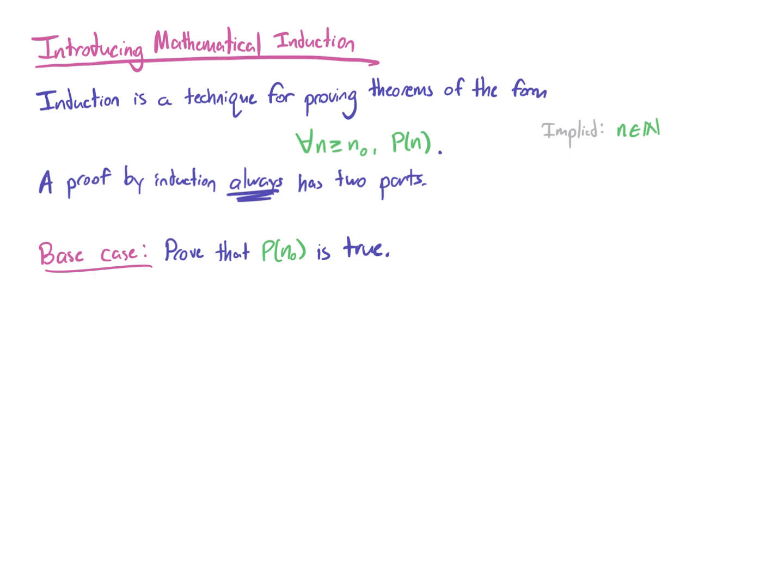So here we said, this statement P of n is true for any n greater than or equal to n naught, so that includes n naught. So I should prove that P of n naught is true, and that's where I do one of my proofs. And in this proof, I can use any proof technique that I've done previously. I can do direct proof, proof by cases, or proof by contradiction.